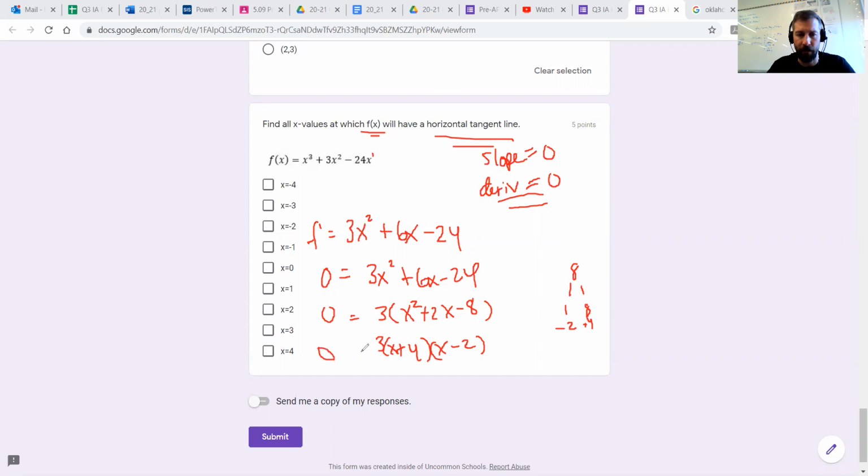So here's my factored form. Now I just need to figure out which values would make this 0. Well, remember that's just going to be negative 4 inside there, and that's going to be a positive 2 there. So let's go take a look. I got positive or negative 4, positive 2, done.